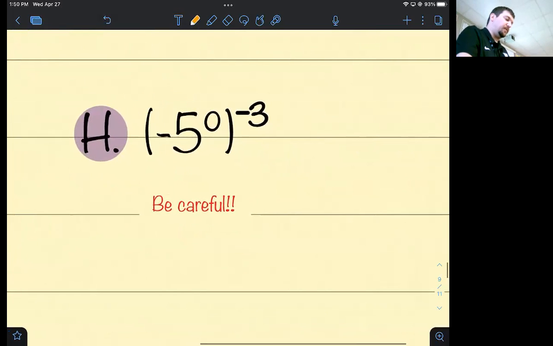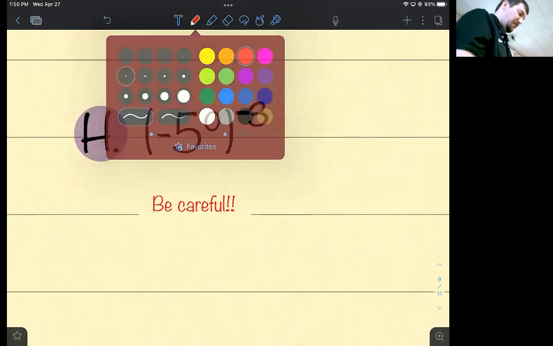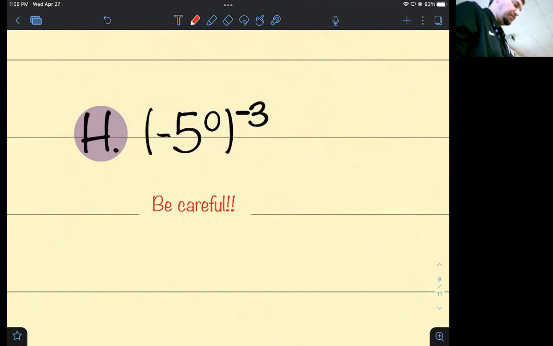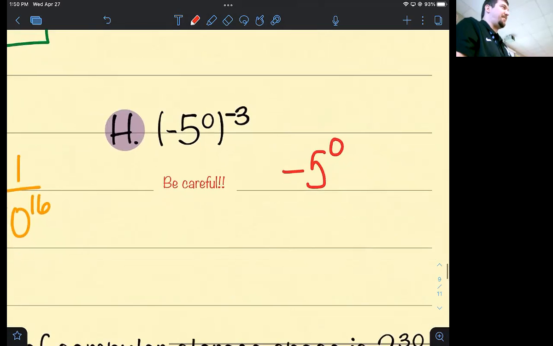Example H, be careful. Negative 5 to the 0 power raised to the negative 3rd power. Maddox, you want to give this one a try? So you're just going to multiply by negative 3 for the exponents. Okay, that gets you 0. Okay. So we have the exponent for negative 5. So then it's 1. You're really close. What you just said makes it simplify all the way to negative 5 to the 0 power.